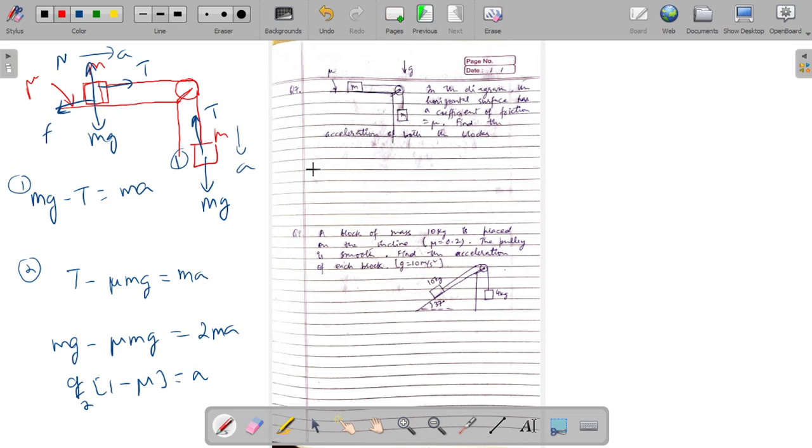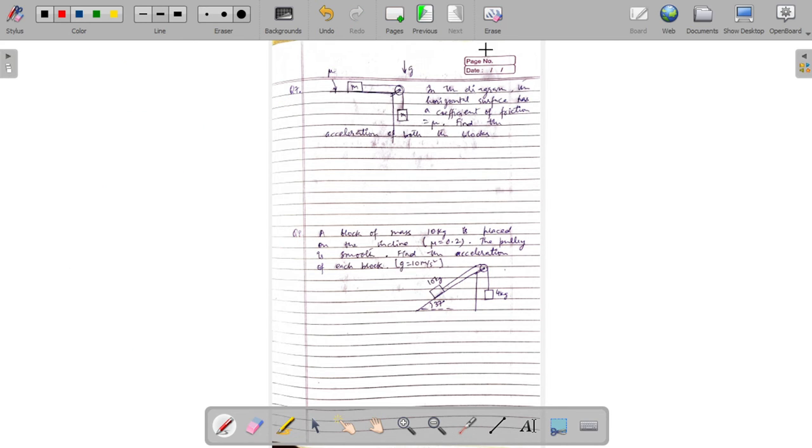Next, let us do question number 8. So a block is kept on an incline of angle of inclination 37 degrees, and we are supposed to find what is the acceleration of the system in this case. So in this case, the decision making of whether the acceleration would happen along the incline in the downward or the upward direction, or whether it would happen at all, is not straightforward.